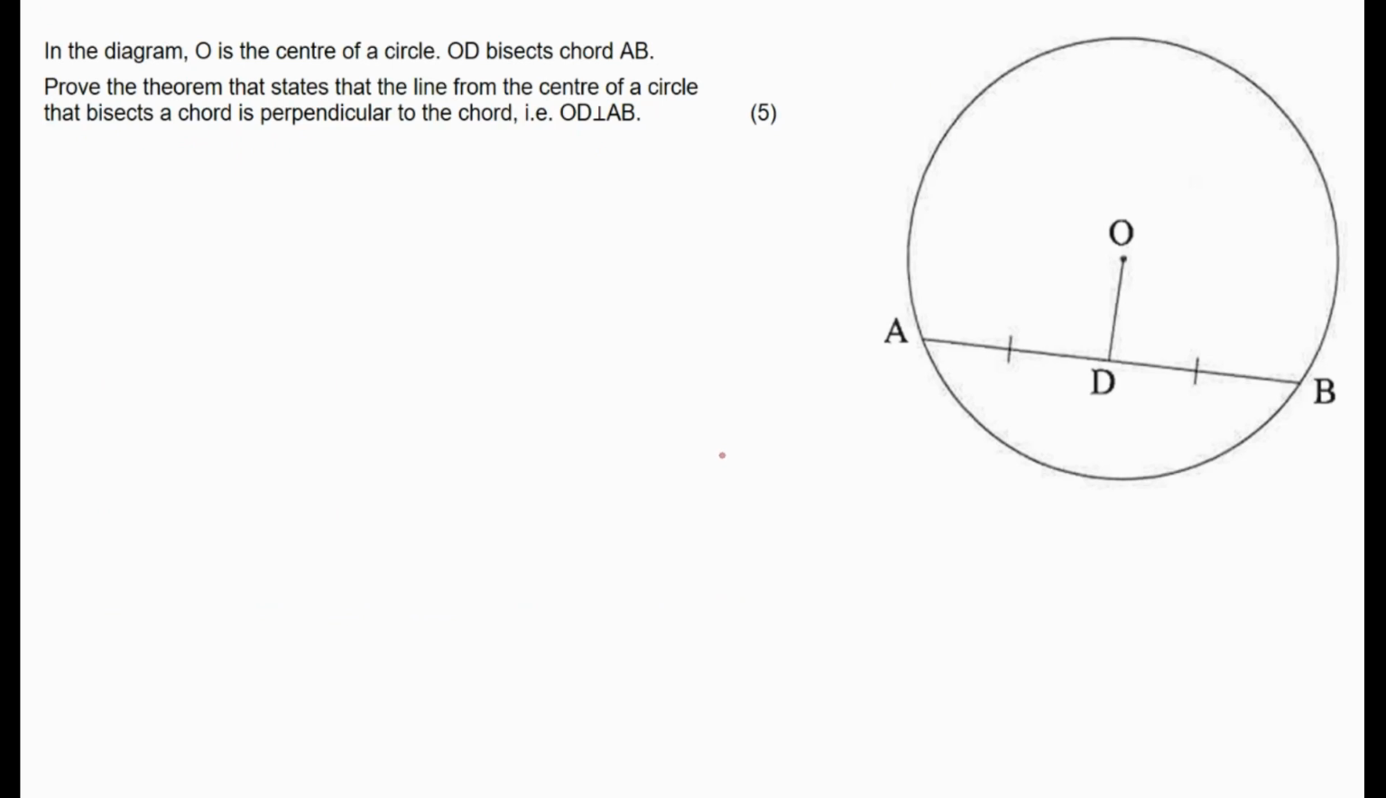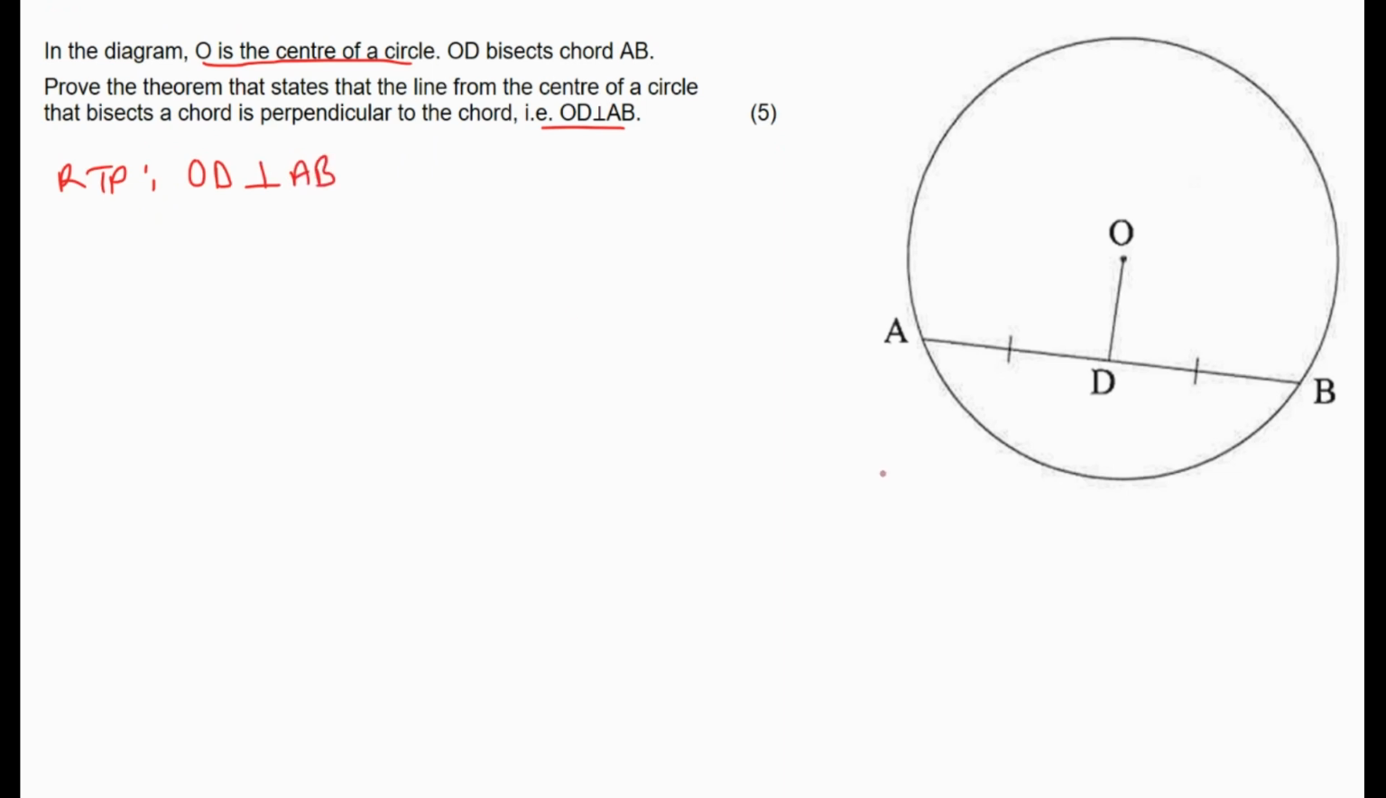Hello, smart mathematicians. Let's do question 9.1. In the diagram, O is the center of a circle. OD bisects the chord AB, meaning that it cuts AB into two equal parts, so that AD is equal to DB. Prove the theorem that states that the line from the center of a circle that bisects a chord is perpendicular to the chord. Basically, we are required to prove that OD is perpendicular to AB.